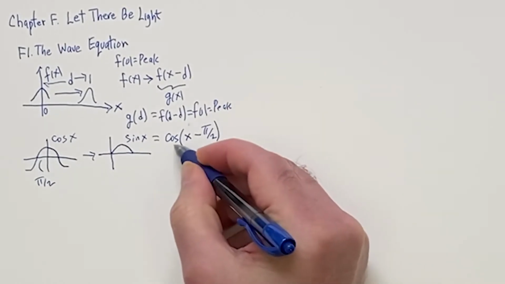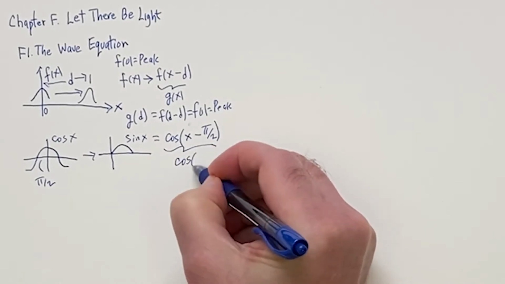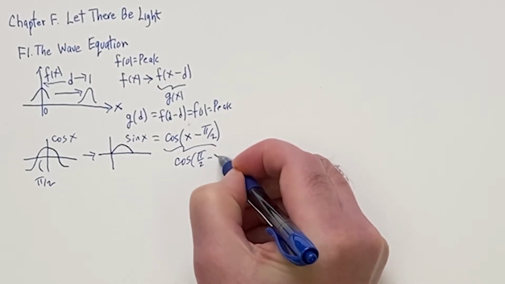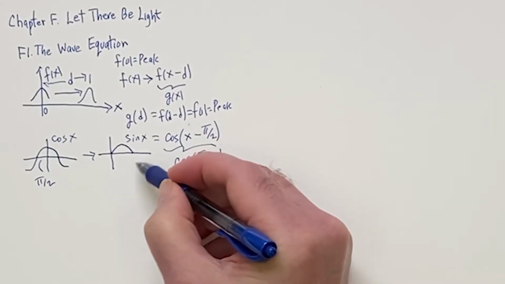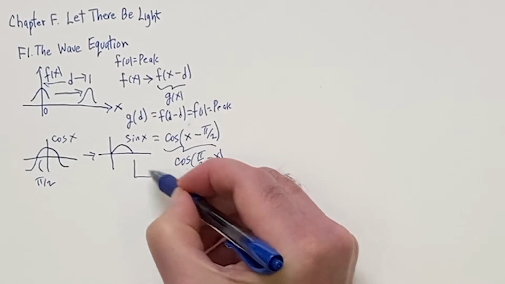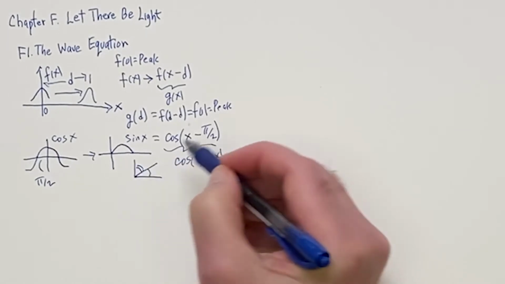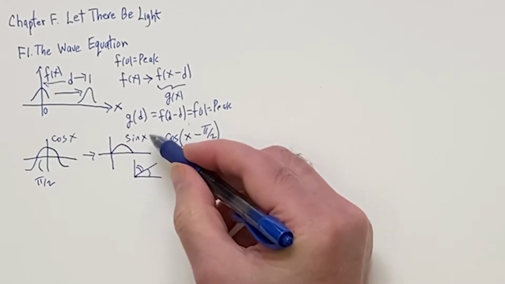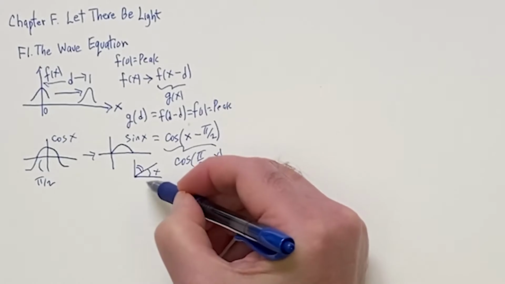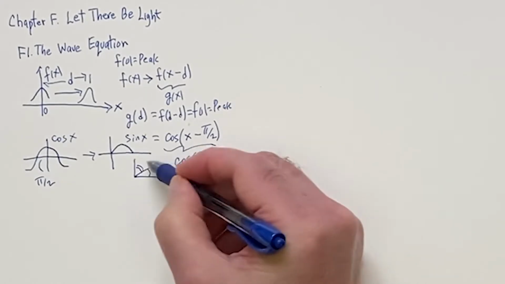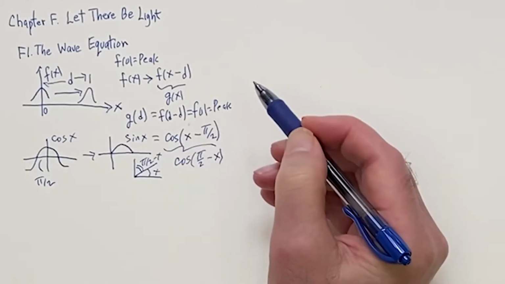Now, since the cosine's an even function, you can write this as the cosine of pi over 2 minus x. That's probably the way you remembered it, that if you have two angles and they make 90, they're complements, then the sine of one angle is going to be the cosine of the other one, the pi over 2 minus x.